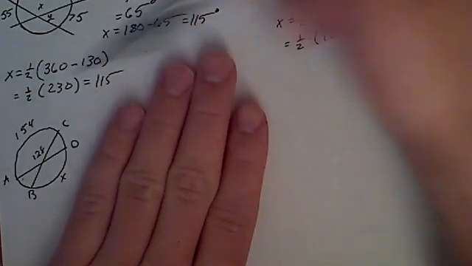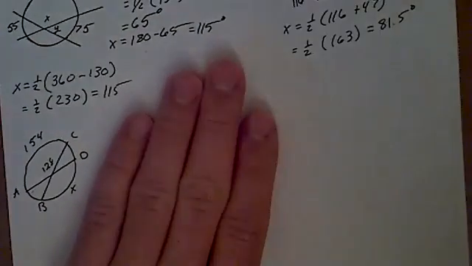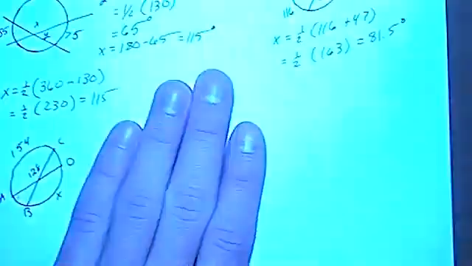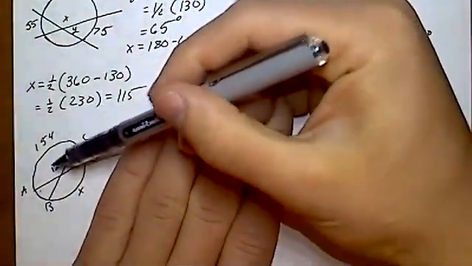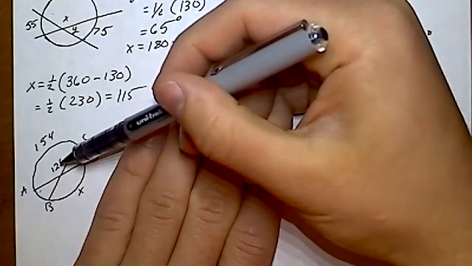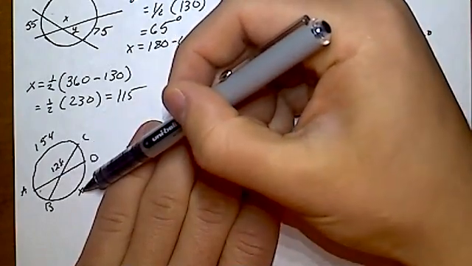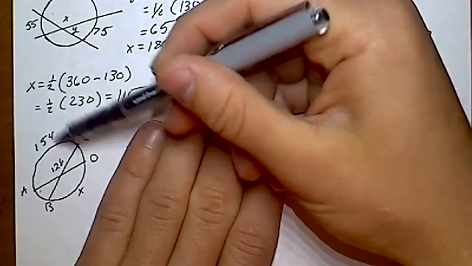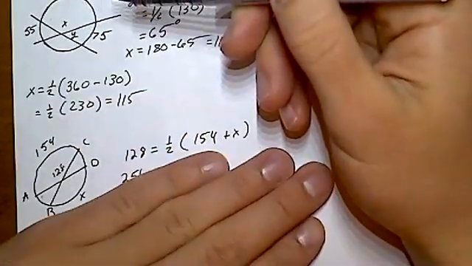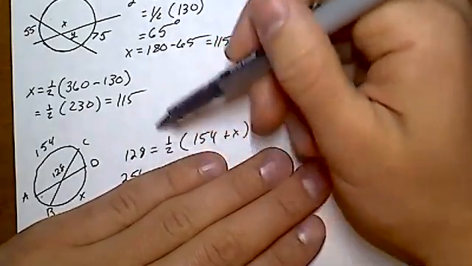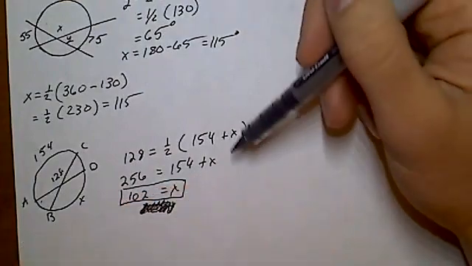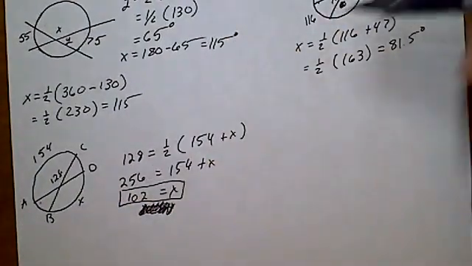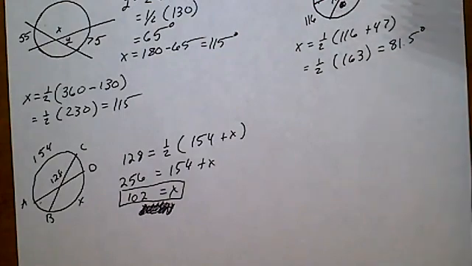So we have our circle here, and we're going to set it up the same. So 128 equals half of x plus 154, or 154 plus x. I multiply 2 by both sides and get 256 is 154 plus x. And then subtract 154 from both sides, we get 102. Okay? And then you don't do anything else, because that would be silly.